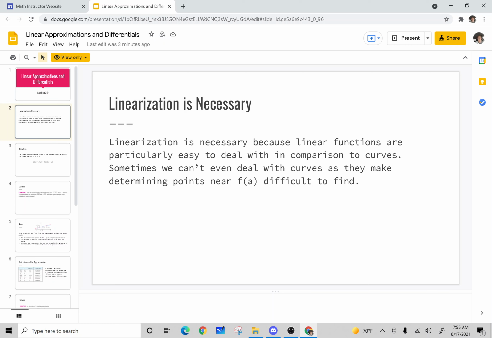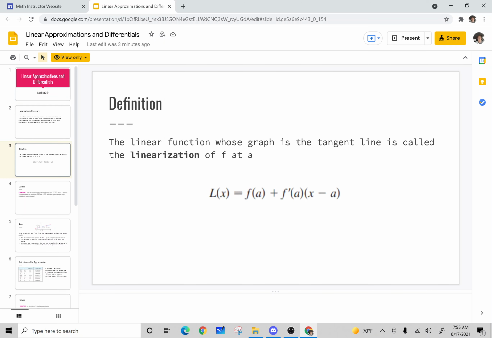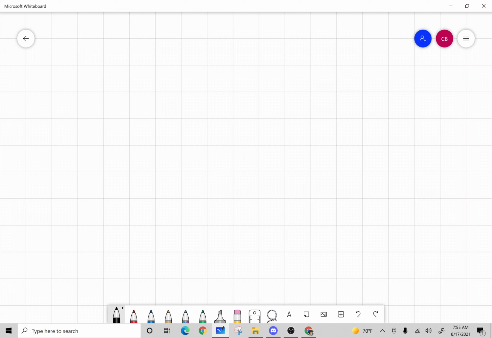Sometimes we can't even deal with curves, as they make determining points near f of a difficult to find. If I ask you what the square root of some number is, let's say I give you 1 over the square root of 2. You won't be able to tell me what that is, but if I asked you what 1 over the square root of 4 is, you would tell me, oh, this is 1/2. So you'd know that's 0.5.